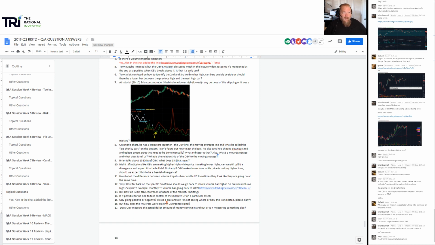All right, I think I clarified this already. This was number 6. A bit confused on how to identify the second and third volume bar. Can bars be side by side? So no, we want to not successively lower bars, but we want to see price. We want to see volume come down and then come back up to a lower high, down, and then up to a lower high in that particular camp.